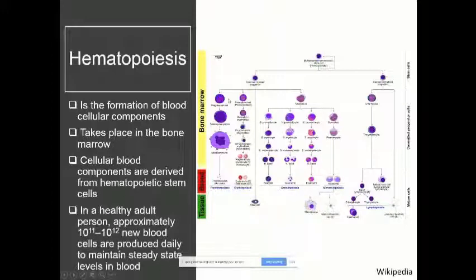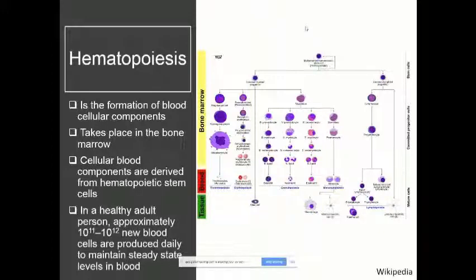This whole process is shown here, and I took this image from Wikipedia, which is, I think, a fairly consistent representation of hematopoiesis. This whole process, which is relatively complex, takes place in the bone marrow, in adults, in any adult human.